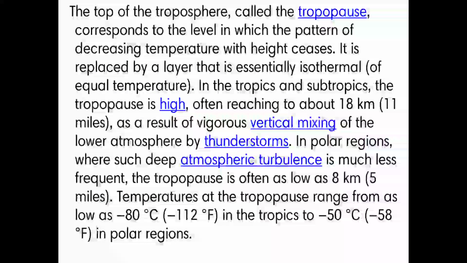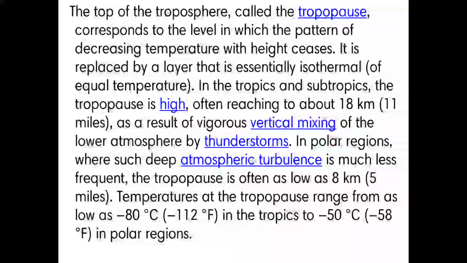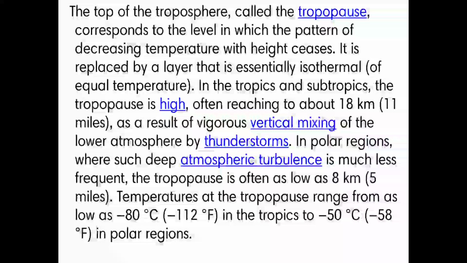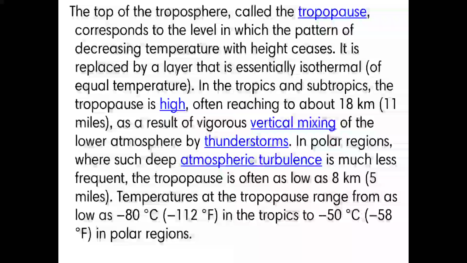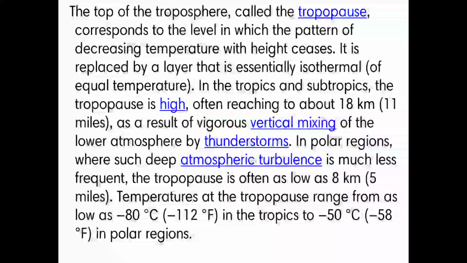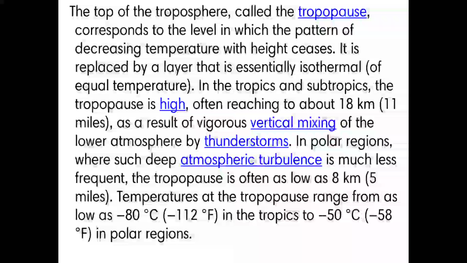The top of the troposphere, called the tropopause, corresponds to the level in which the pattern of decreasing temperature with height ceases. It is replaced by a layer that is essentially isothermal, of equal temperature, in the tropics and subtropics. The tropopause is high, often reaching about 18 km (11 miles), as a result of vigorous vertical mixing of the lower atmosphere by thunderstorms.